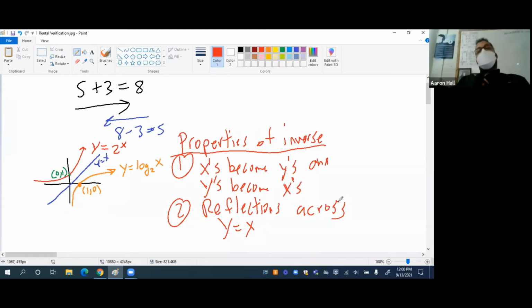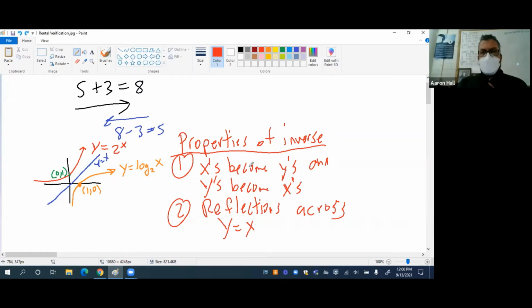You could also say something about the domain. The domain of one function becomes what of the inverse? The range. So those reverse. I almost want to write that, but isn't that sort of implied here? Because the x's are the domain and the y's are the range. So when the x's become the y's and the y's become the x's, you are specifically talking about the domains and ranges switching. So I don't really feel like I need to write that. I feel like those are just those two properties.